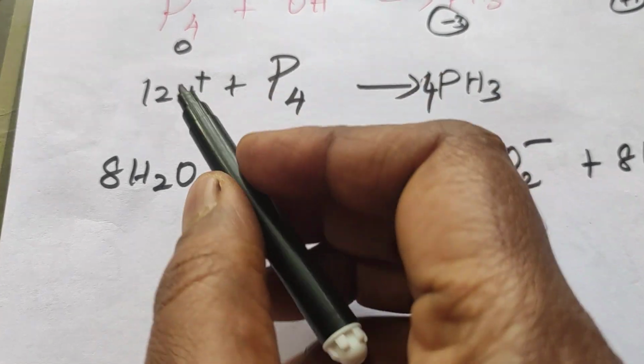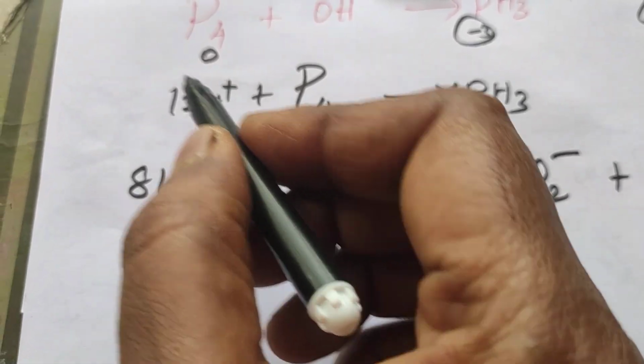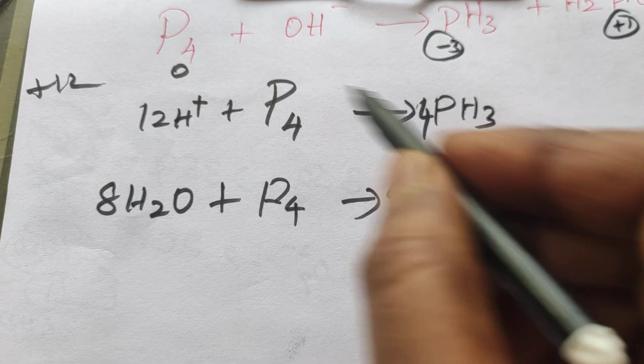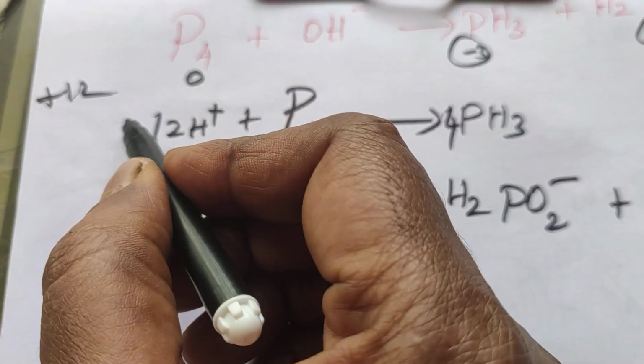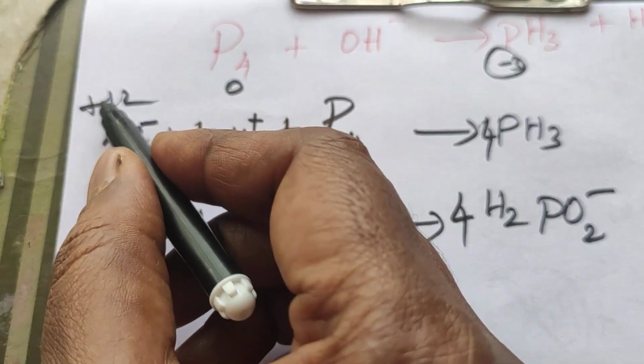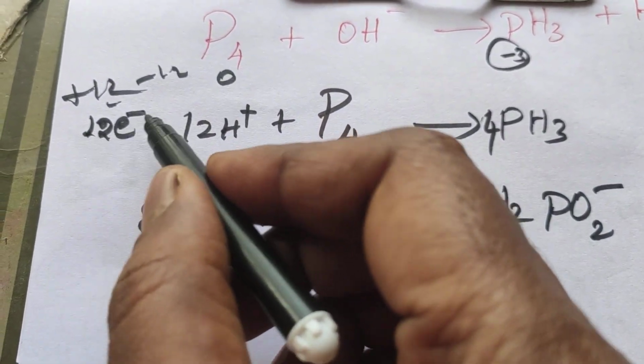Now charges are to be balanced by introducing electrons. In the first equation we calculate: 12 into plus 1, plus 12 charge. Right hand side no charge, so 0 charge. To balance charges you introduce 12 electrons. So plus 12 and this is minus 12. Overall charge 0.